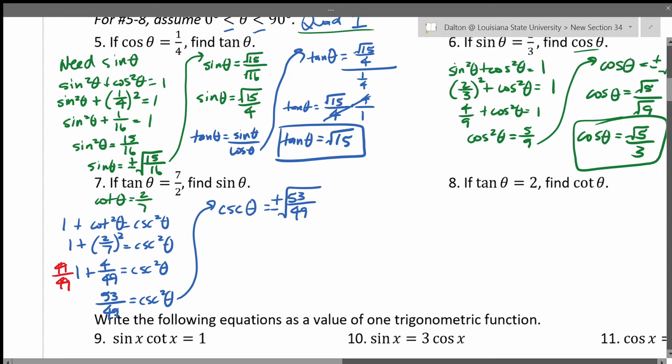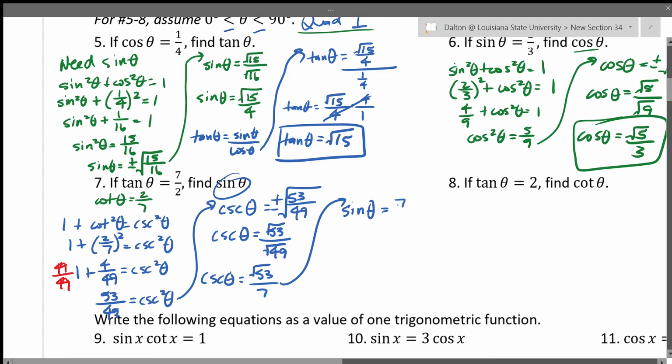Again, I'm still in quadrant 1. That applies to questions 5, 6, 7, and 8. So that means cosecant will be the positive square root of 53 over the square root of 49, which will be the square root of 53, that is right, over the square root of 49, which is 7. Okay, but I don't need cosecant, I need sine. So if you remember that sine is the reciprocal of cosecant, then the sine of theta, I'm going to take the reciprocal, will be 7 over the square root of 53.